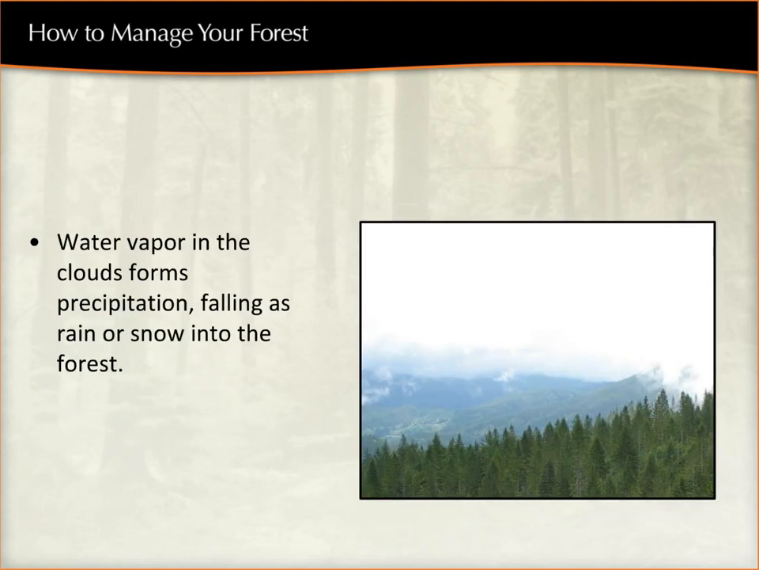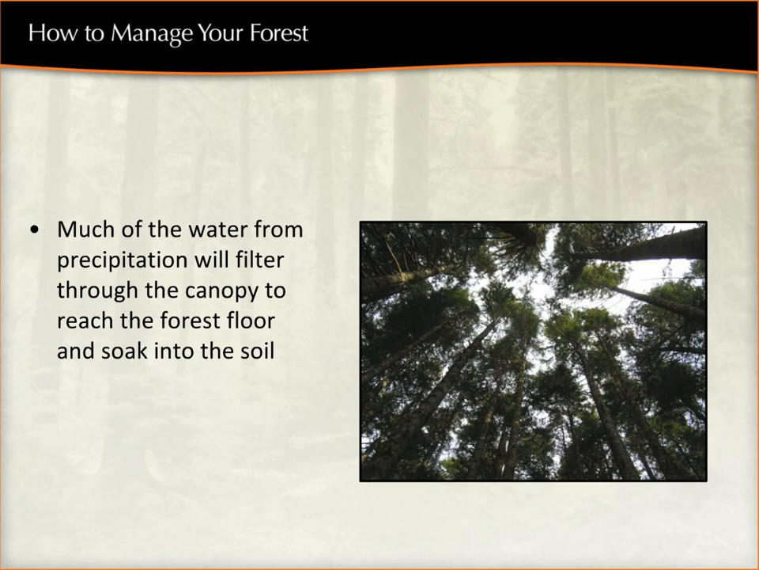Water vapor in the clouds forms precipitation, falling as rain or snow into the forest. After the precipitation reaches the forest, trees and other plants have a big influence on what happens next. Some of the precipitation may go right back into the atmosphere from evaporation or transpiration off the forest canopy. Much of the water from precipitation will filter through the forest canopy to reach the forest floor and soak into the soil.